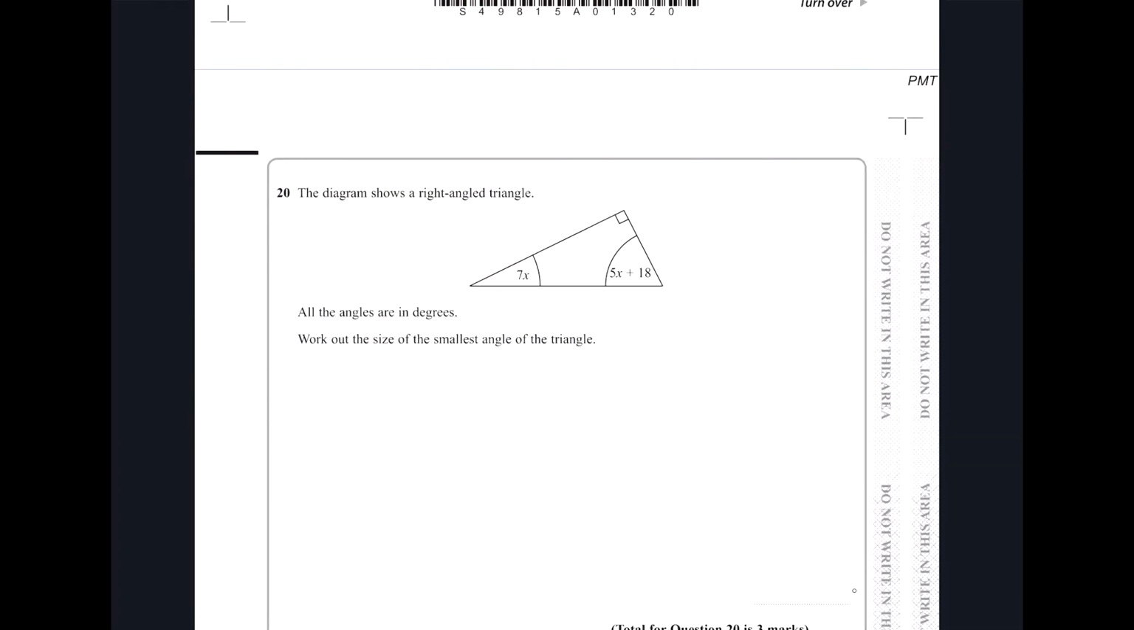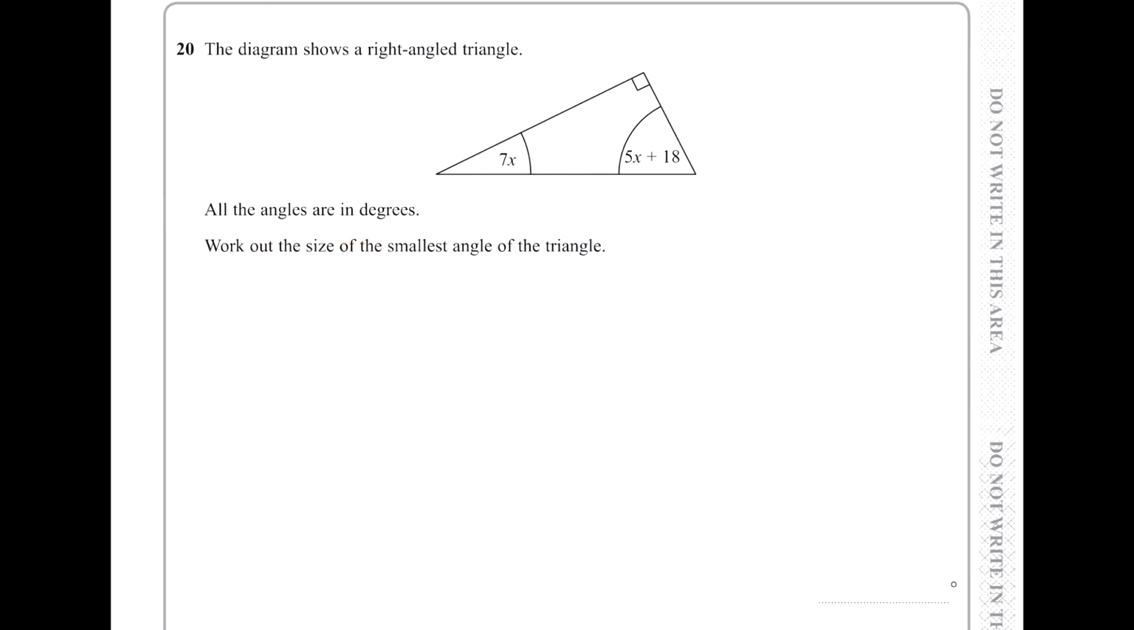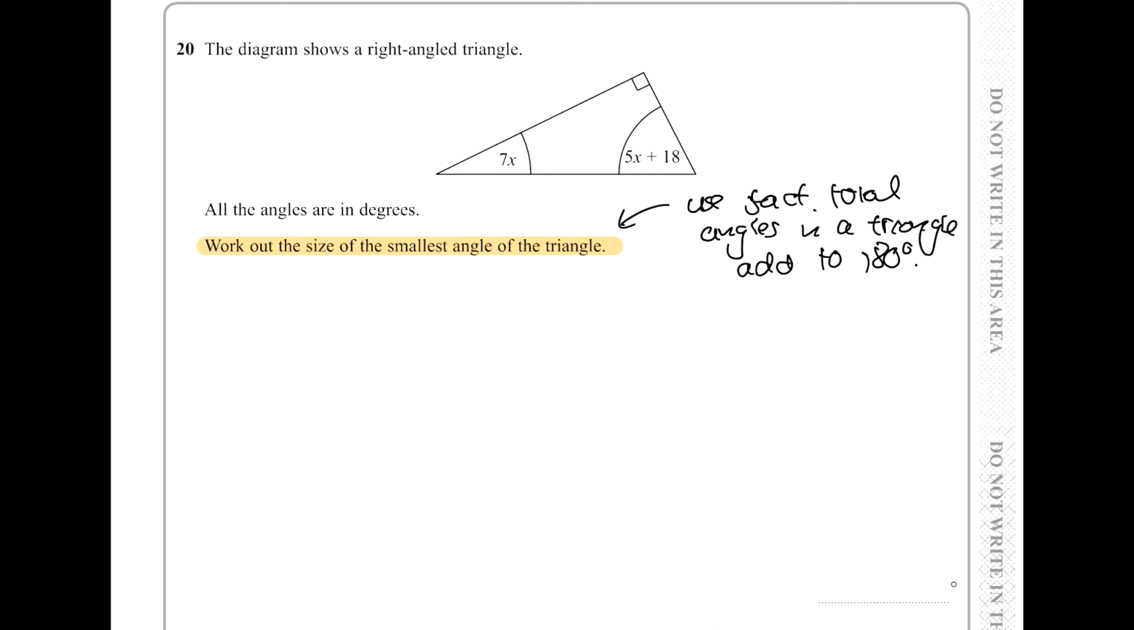Okay, cool. So the next one, it's a diagram. It gives us a right angle triangle. All angles are in degrees. Work out the size of the smallest angle. Well, notice we can use a fact: the total angles in a triangle add to 180. So if we use this fact, then what we can do is add up all the angles.